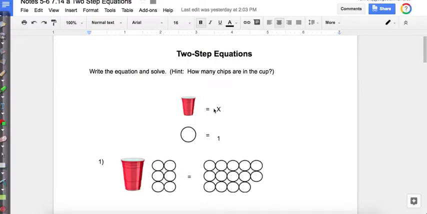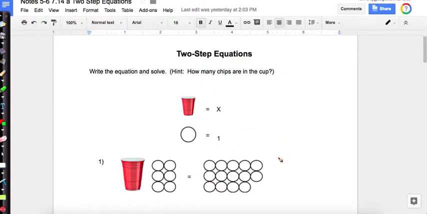To my notes on two-step equations. So the first one here says write the equation and solve. Hint, how many chips are in the cup? So if we look at this first example, the cup is the variable and the circles are the ones. Okay, so we have one cup plus 6 circles equals 14 circles.